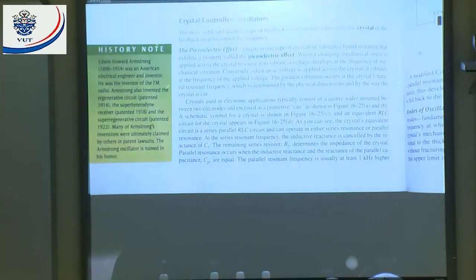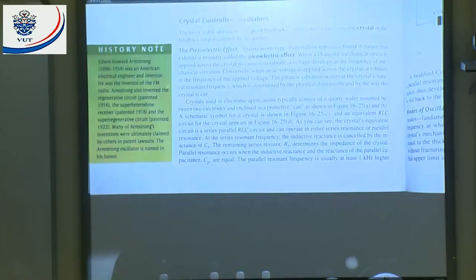the crystal is cut. Crystals used in electronic applications typically consist of a quartz wafer mounted between two electrodes and enclosed in a protective can as shown in figures 16.25A and B. A schematic symbol of the crystal is shown in figure 16.25C. An equivalent RLC circuit for the crystal appears in figure 16.25D.